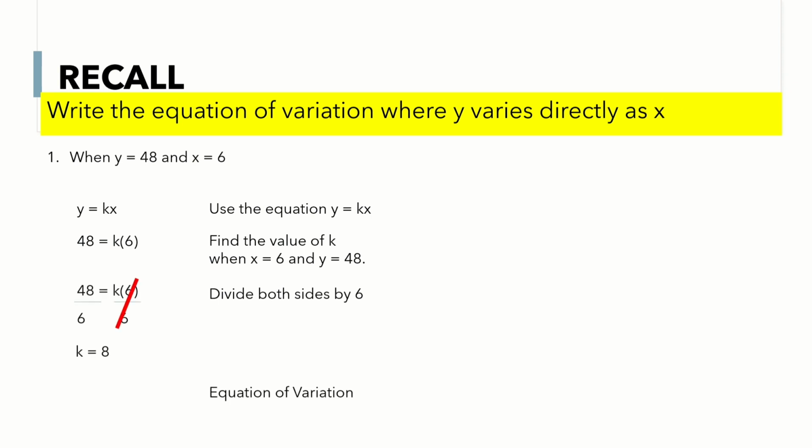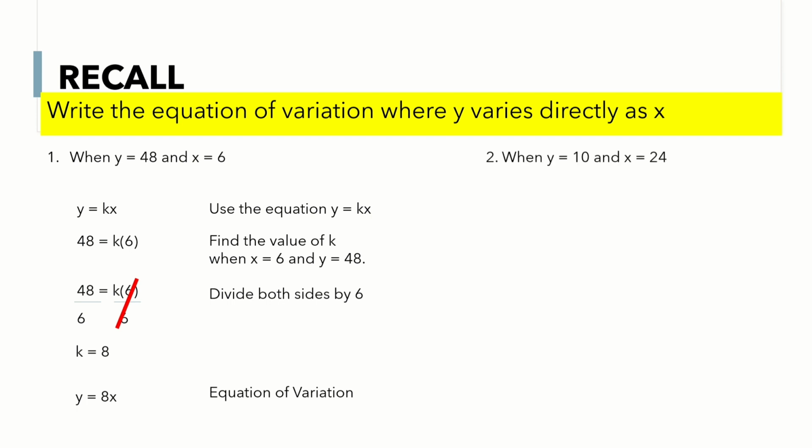And lastly, after dividing by 6, we now have the value of k, which is the constant of variation. That is equal to 8. Then we substitute this to write our equation of variation. That is now y is equal to 8x.